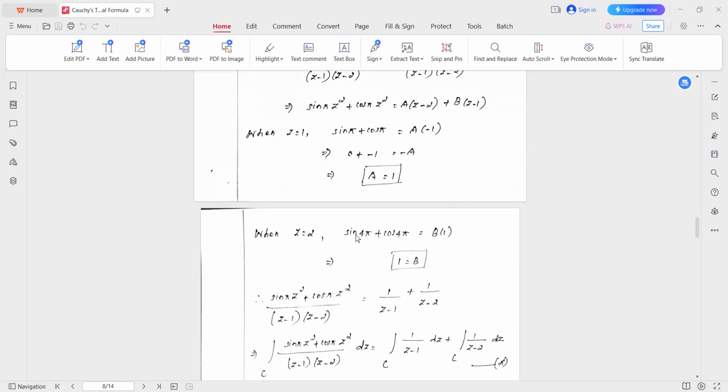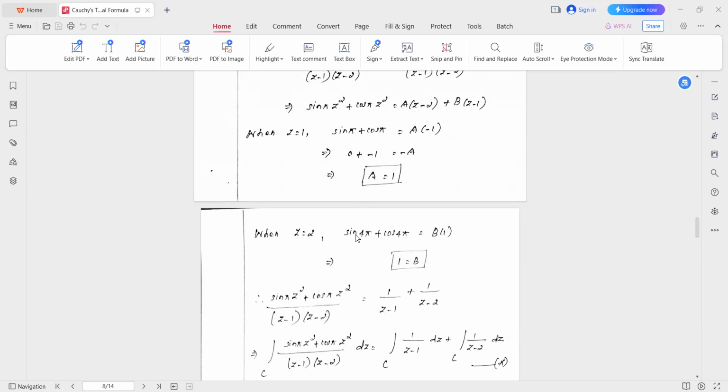Cos 4 pi is equal to, by the formula, we get minus 1 the whole power 4, as cos n pi is equal to minus 1 the whole power n. So cos 4 pi is equal to minus 1 the whole power 4, which is equal to 1. So therefore we get b as 1. Okay, so the value of A is 1 and the value of B is 1.